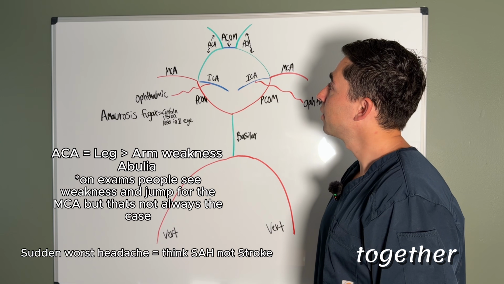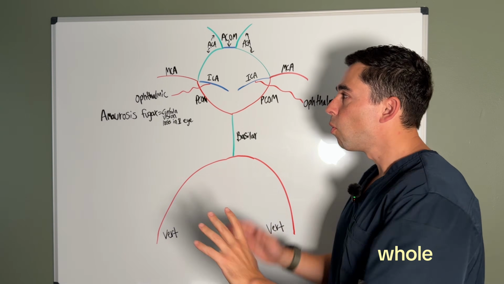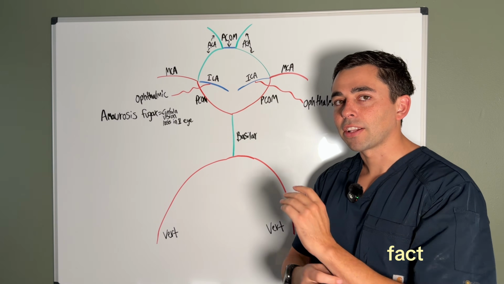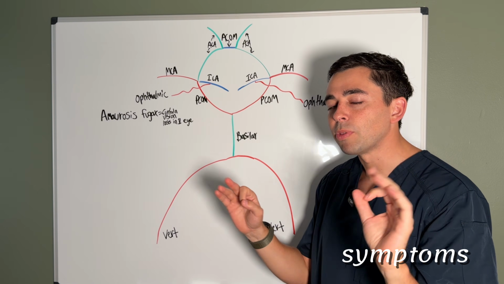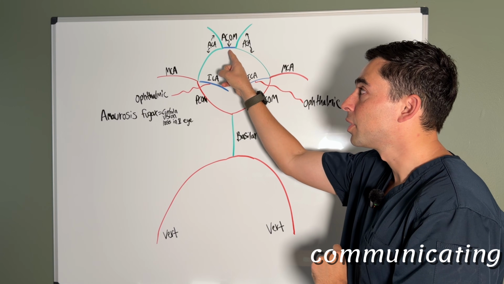They travel together. The key note about the anterior circulation is that the whole point of the Circle of Willis is that blood flow is redundant. In fact, I've seen a person with a completely occluded ICA that had 0 symptoms. MRI was negative for any strokes simply because of the anterior communicating artery.